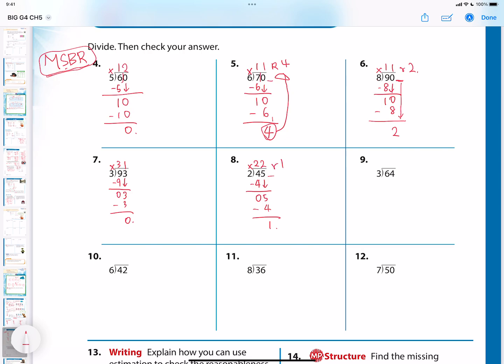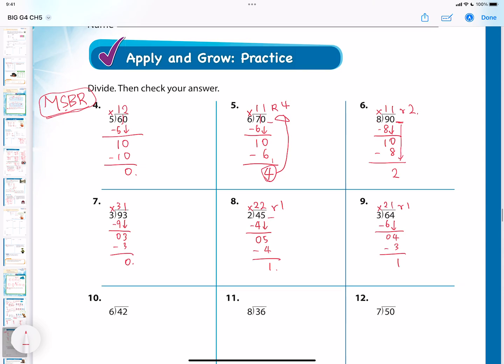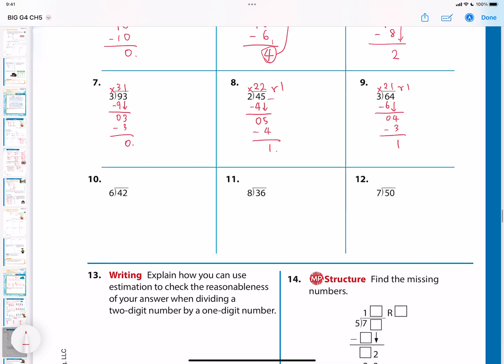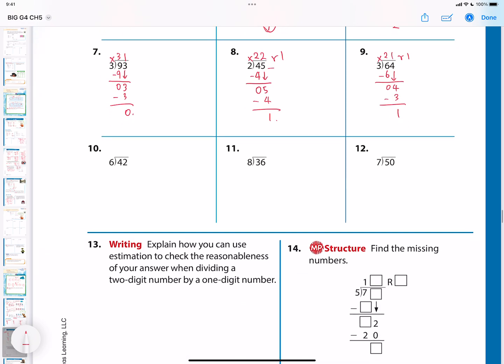All right, and now let's move on to number 9. 3 times 2 is 6. Take away 0, bring it down, 4. 3 times 1 is only 4. Take away 1, remainder 1. If you don't get it, please rewind to questions number 1, 2, 3, 4, 5, 6, 7, where I explained, okay? 7 same questions. So now I'm going to go a little bit faster.